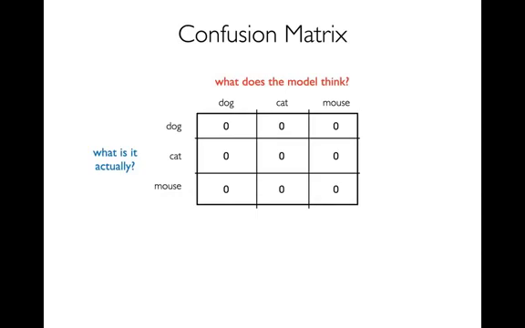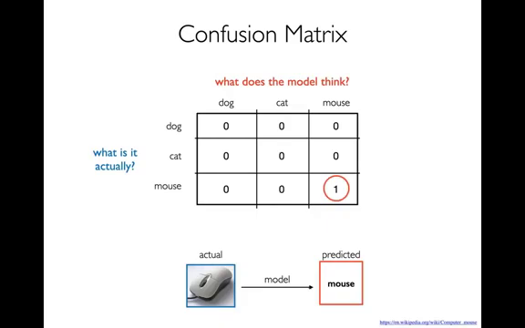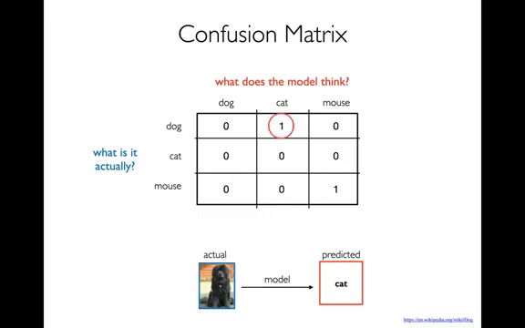Okay, so to review, here's a confusion matrix. Along the rows, I have what the data actually is. And along the columns, I have what the model thinks it is. Right now I have zeros in all these places. But if I were to see an actual mouse and the model predicted that it's a mouse, then I would go to the mouse row and the mouse column and increment that number by 1. That's good. Anytime we're incrementing numbers on the diagonal of the confusion matrix, that means we made the right decision.